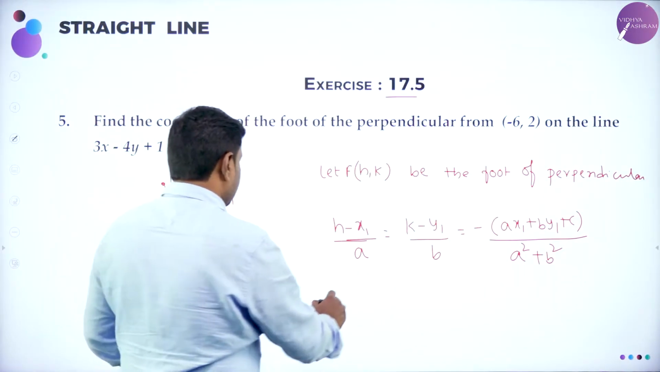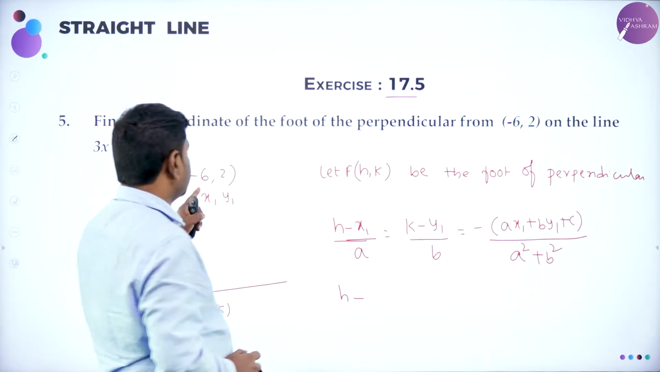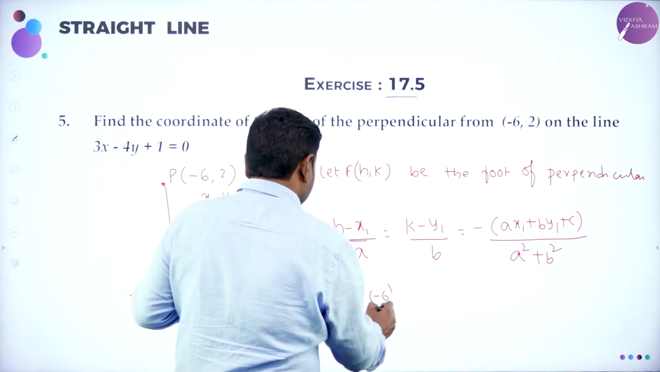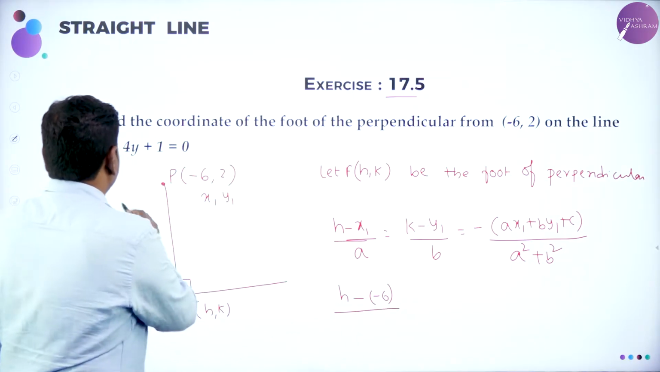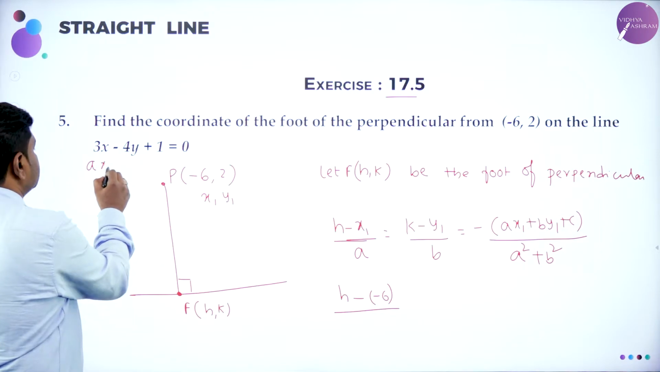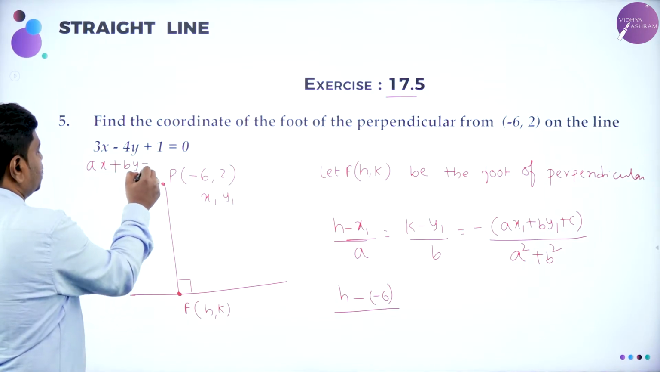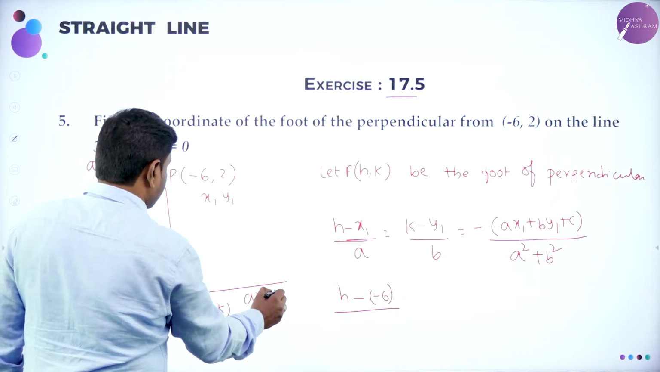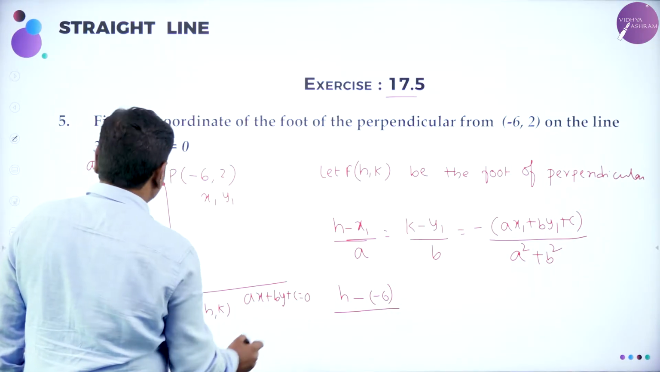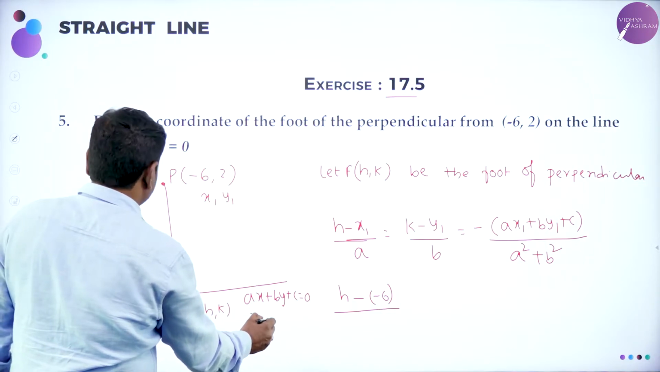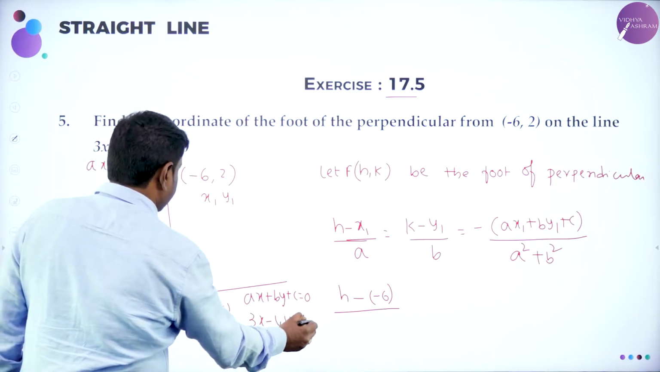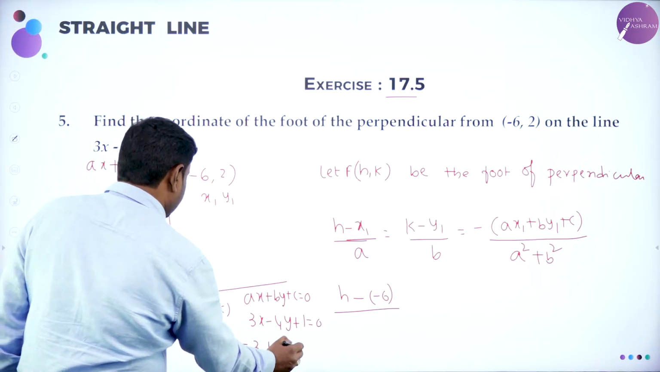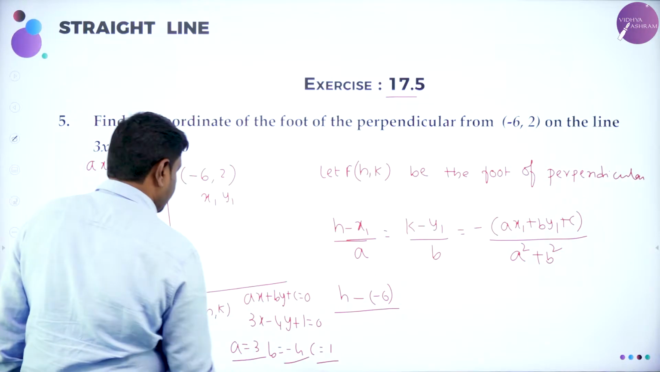h means unknown h. x1 is the x coordinate of the given point, that is minus 6, minus of minus 6. And a means from the line. In the line, we call the line as ax plus by plus c. In this problem, ax plus by plus c is given. What did they give? 3x minus 4y plus 1. So a is 3, b is minus 4, c is 1.